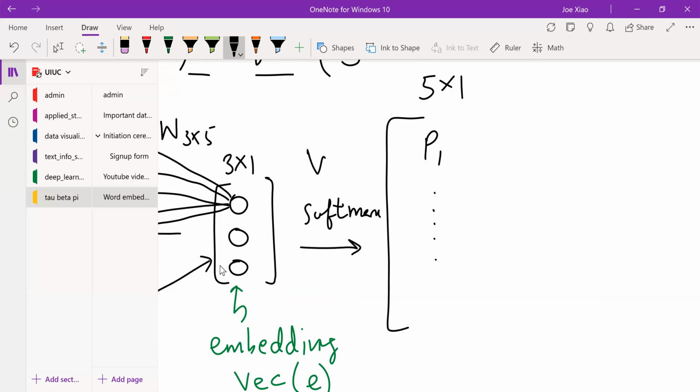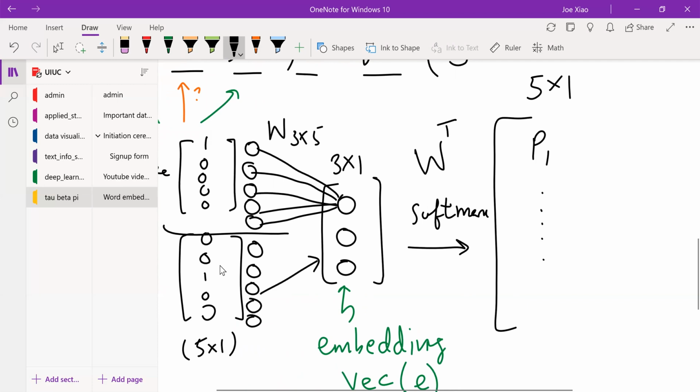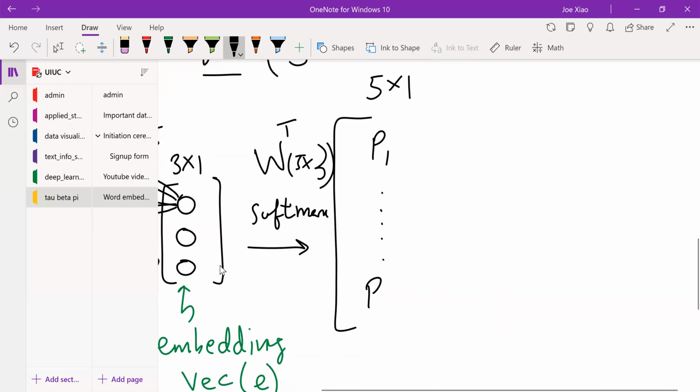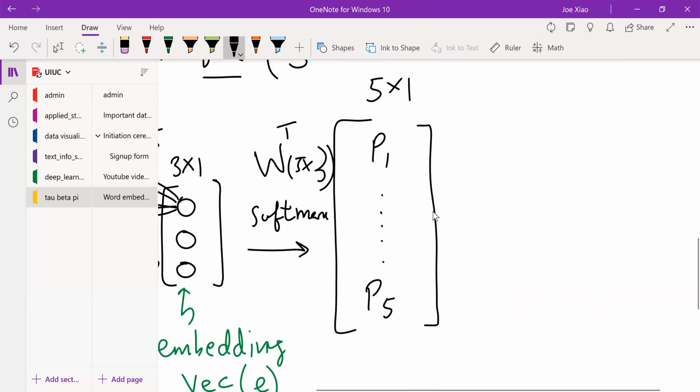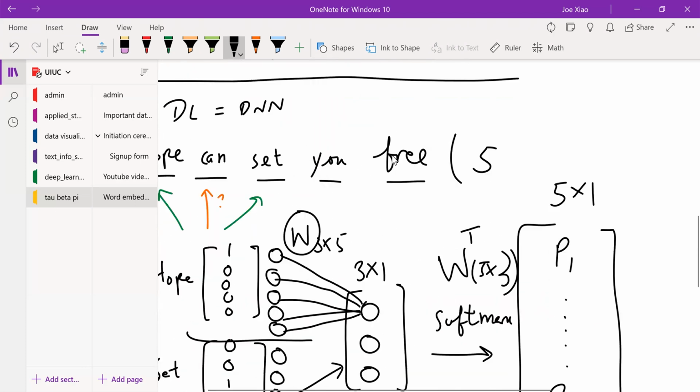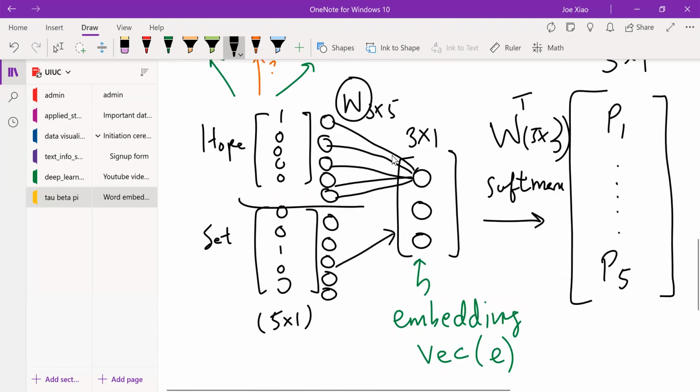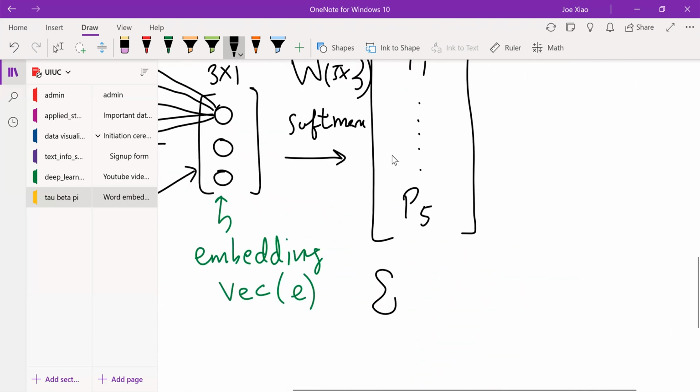layer. Essentially, we use the transpose of this W here, which is going to be a 5x3 matrix. And this softmax result is going to be really 5 probabilities, each one representing the probability of a word in the vocabulary. In this case, we have 5 words here. And since these are probabilities, they're going to sum up to 1.